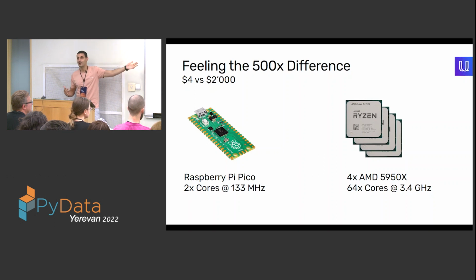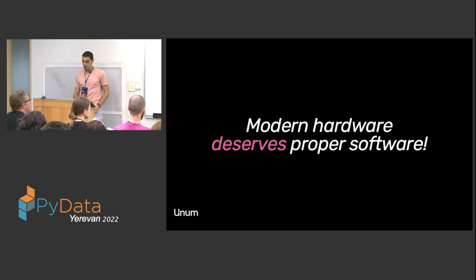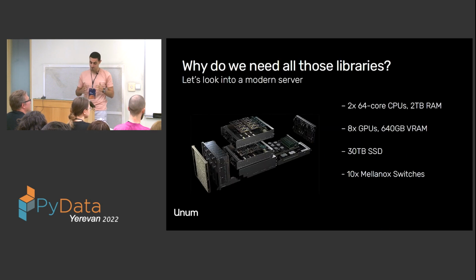When you buy hardware or a gaming rig for yourself, you would spend thousands of dollars on a machine. But if you are running code that is 500 times slower than whatever it could have been with just a single line change in your source code, then you're essentially boiling yourself down to a Raspberry Pi Pico $4 board. While at the same time, you could have gotten 16-core, state-of-the-art AMD CPUs, and not just one, but 4 of them. So modern hardware deserves proper software, and we're going to give it to it.